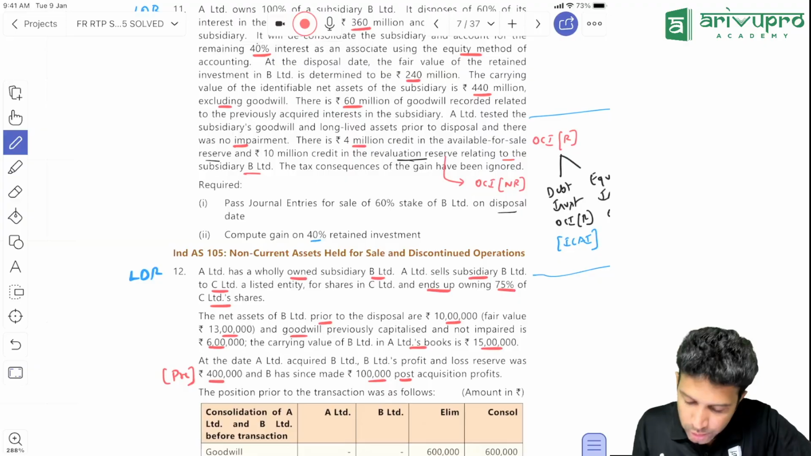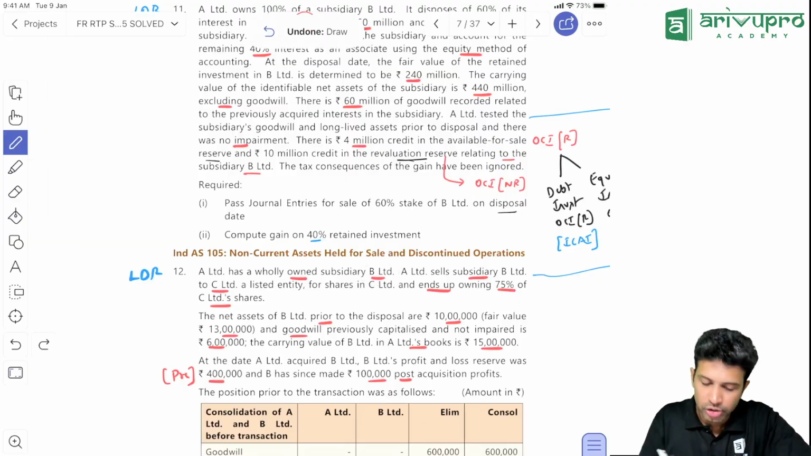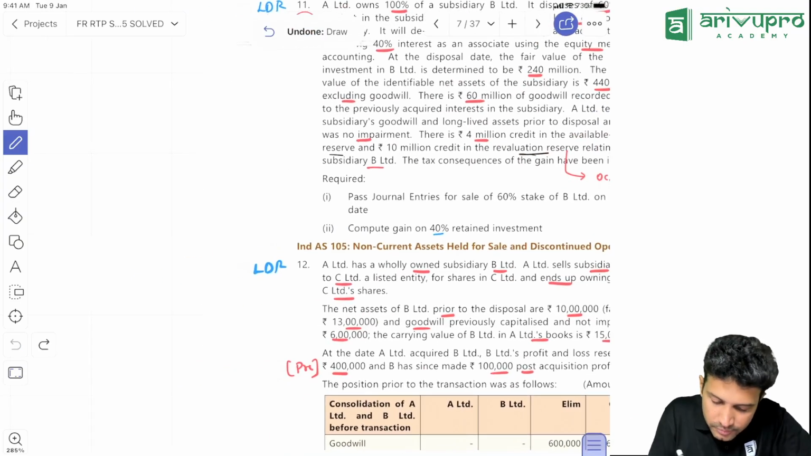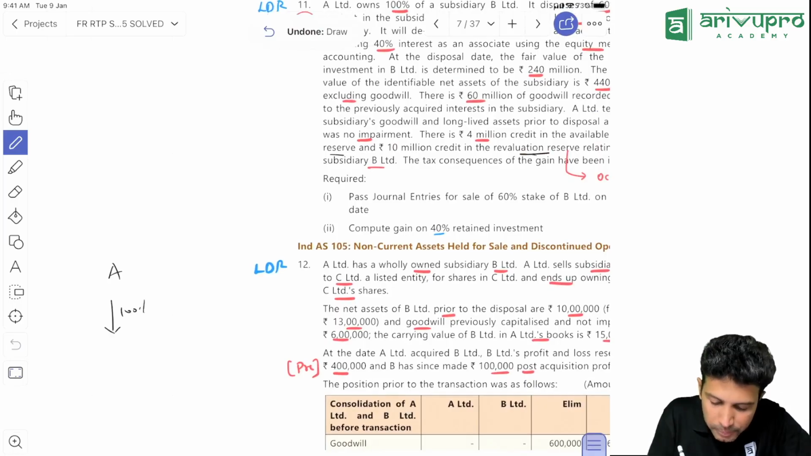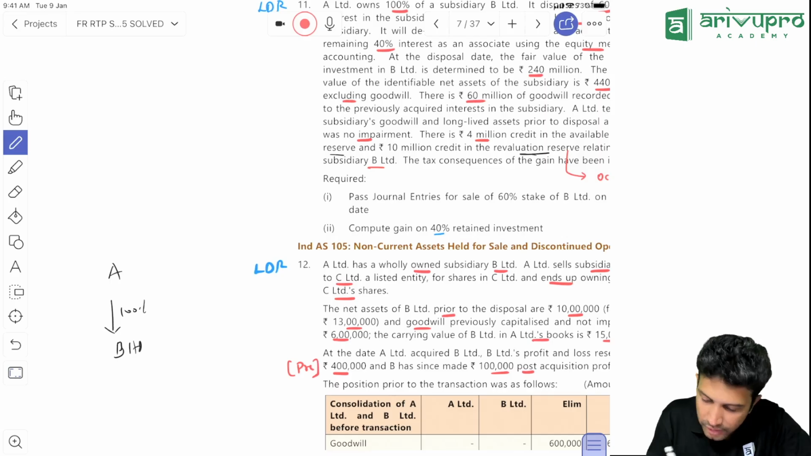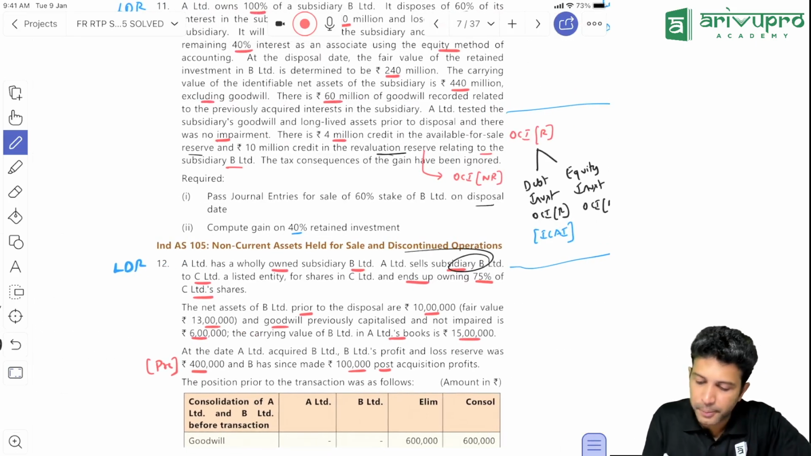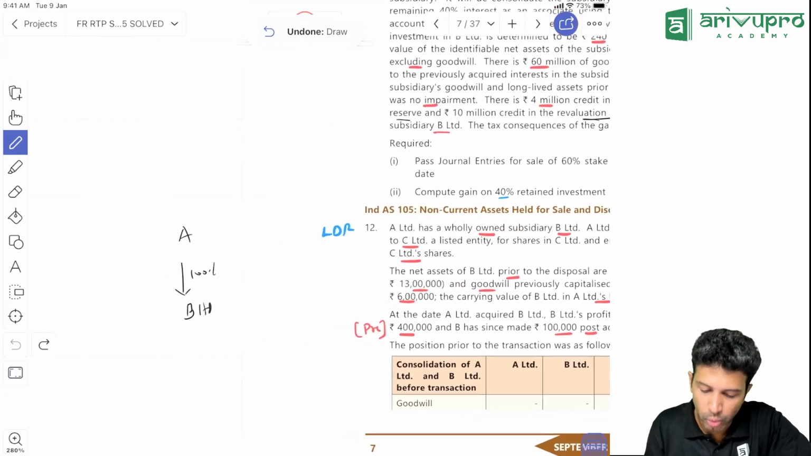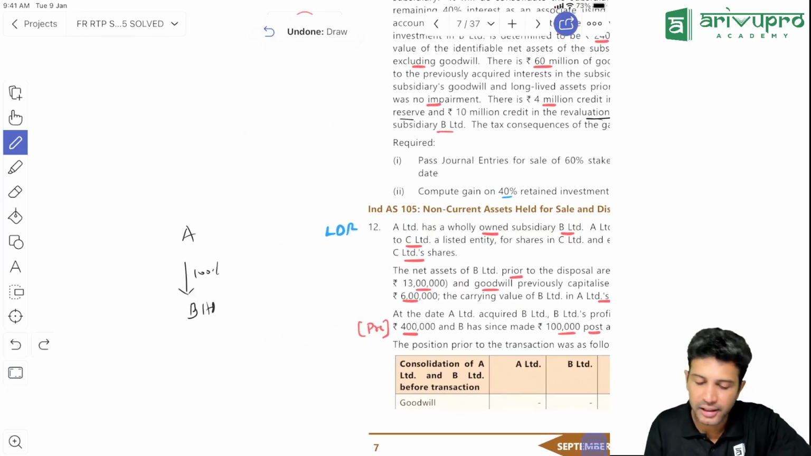Now, A is a wholly owned subsidiary of B Limited. Okay, so that means A is wholly owned, means A has 100% in B. Okay, fair enough. A Limited sells subsidiary B to C Limited. Now, whatever stake A had in B, they have sold it off to C.